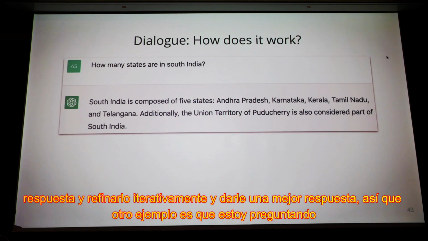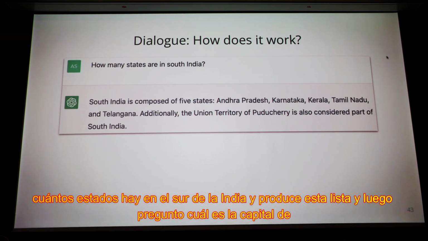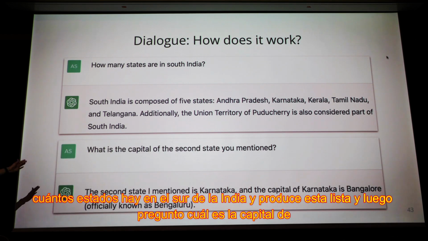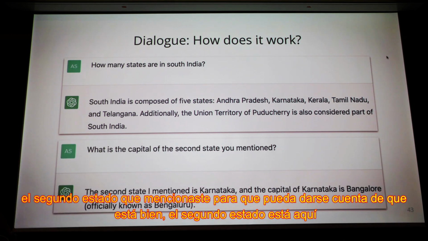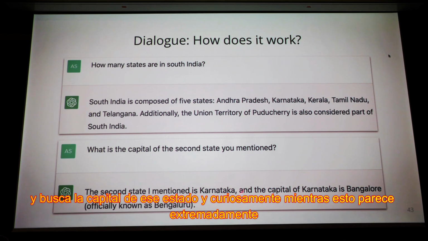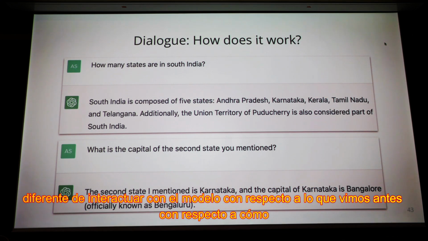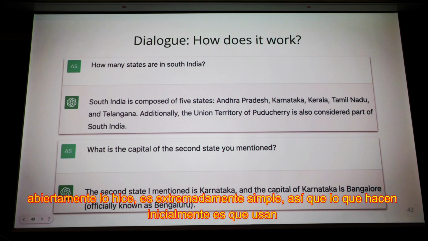Another example is I'm asking how many states are in South India, and it produces this list. And then I ask it, what's the capital of the second state you mentioned? So it's able to realize that, okay, the second state is here, and it looks for the capital of that state. And interestingly, while this seems like an extremely different way of interacting with the model with respect to what we saw before, with respect to how OpenAI did it, it's extremely simple.